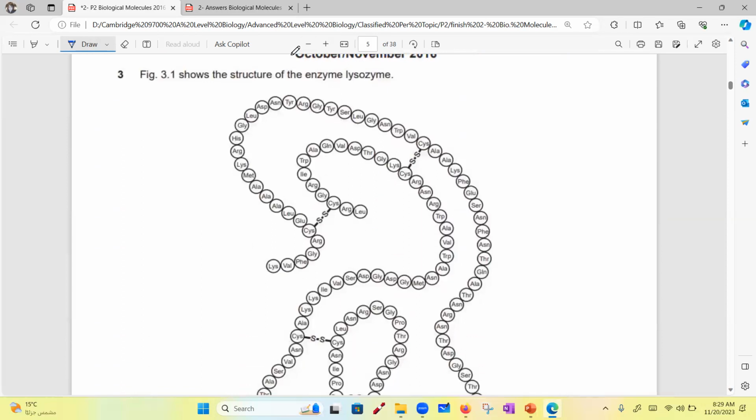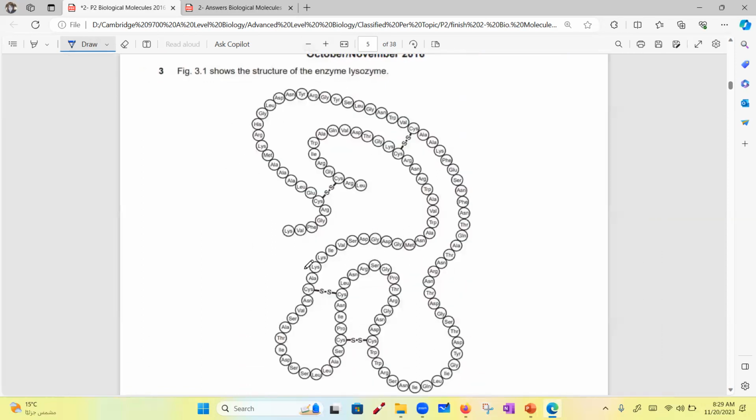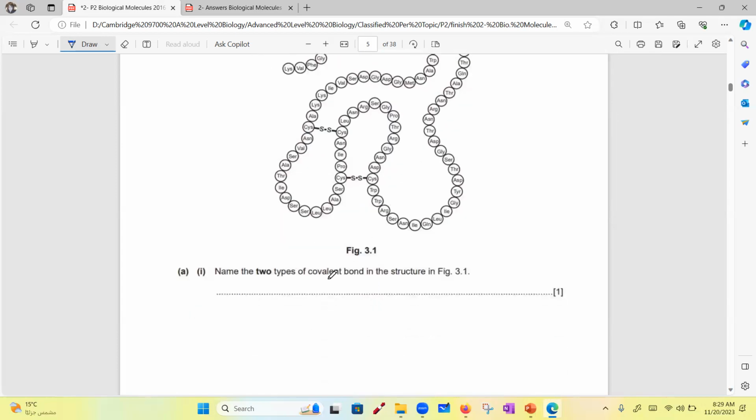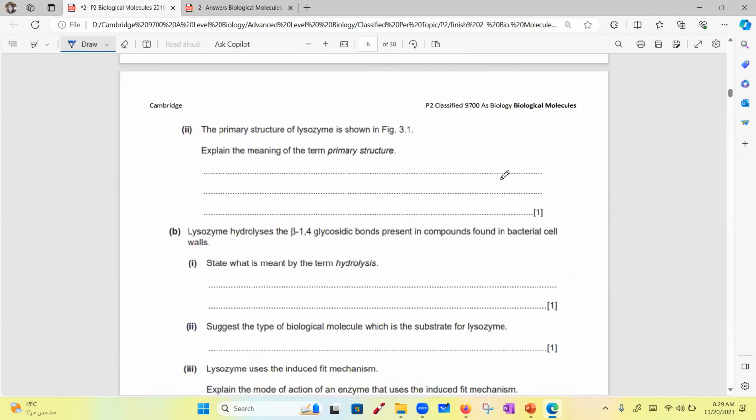Okay, now, you see this, what's it called? They tell you it's an enzyme. So this is which type of protein? Primary, secondary, tertiary. Enzymes are what? Tertiary, okay? And this is which bond? Disulfide, very easy, okay. Name the 2 types of covalent bonds in the structure. Peptide between the amino acids and the disulfide. Good. Peptide and disulfide. Next.